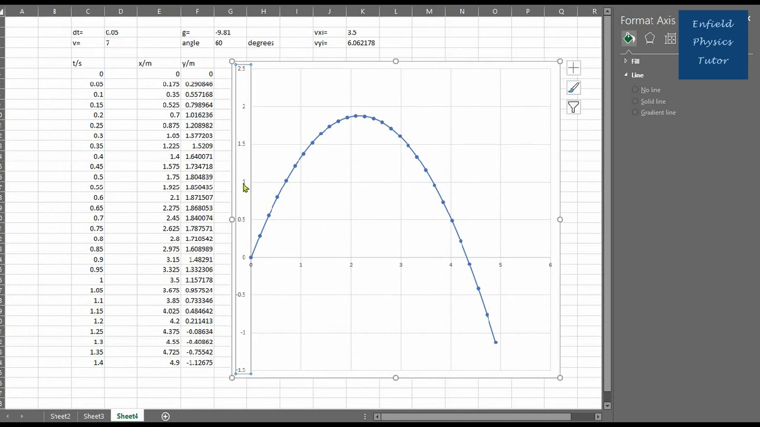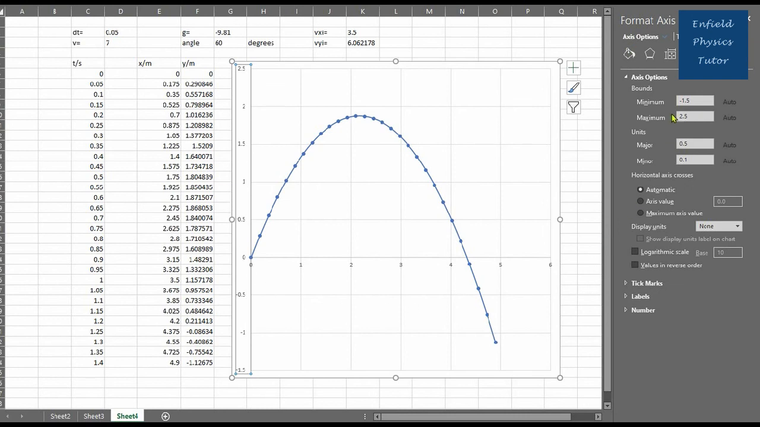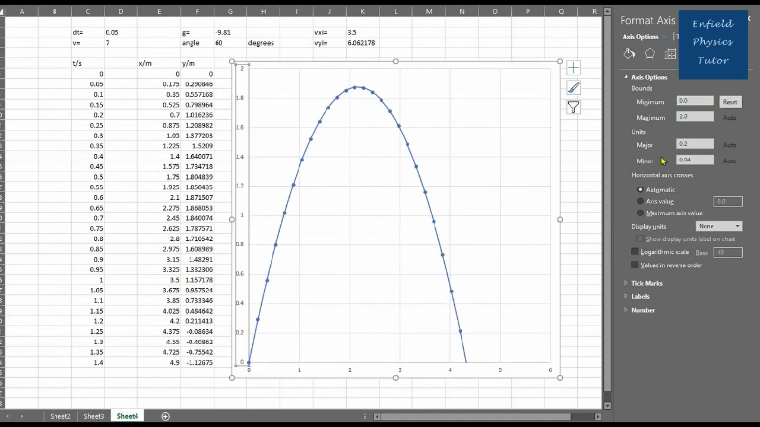Well, that's all fine and dandy, but I'm going to select the y-axis and then use the format axis toolbox to make the minimum value for y equal to 0. That way we lose the negative section. Now this is effectively like throwing a ball from ground level and then seeing how it moves until it hits the floor back at ground level.